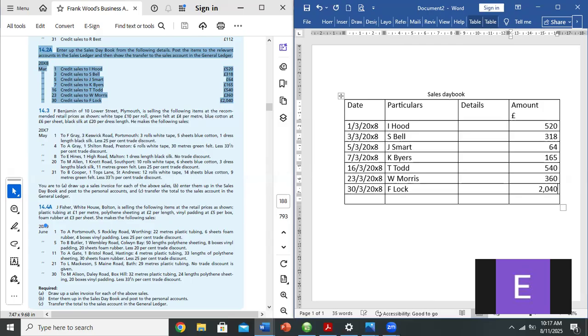2040. So when you are done like this, you need the total. It's very important. You need to sum your total here in your daybook. So please, with the calculator, can you sum 520, 318, 64, 165, 540, 360, then 2040. What is the total?